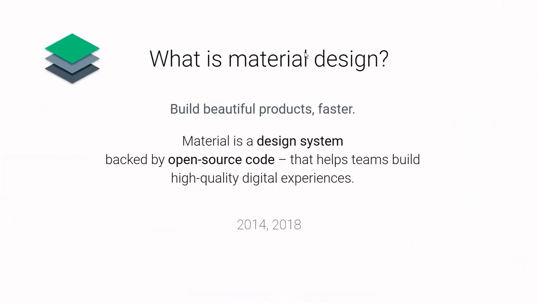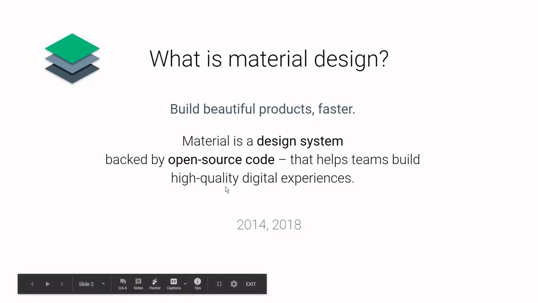Here goes their tagline: build beautiful products faster. As I've said, Material is a design system and it's backed by open source code that helps teams build high quality digital experiences. Initially, it was launched in 2014 by Google Design, and now we've got an updated version in 2018.